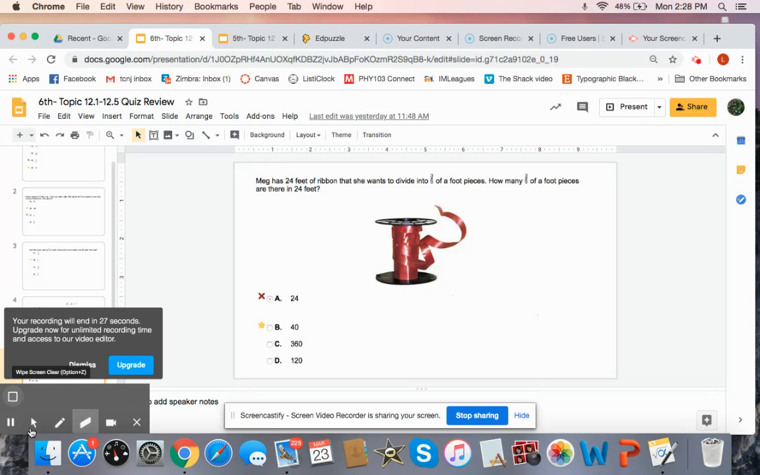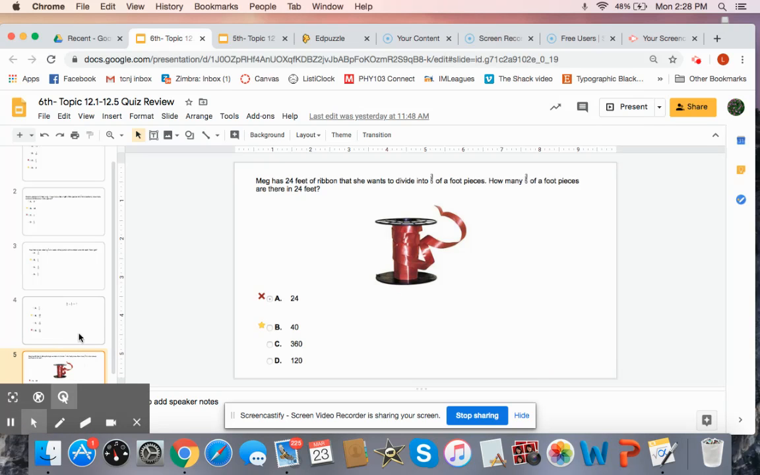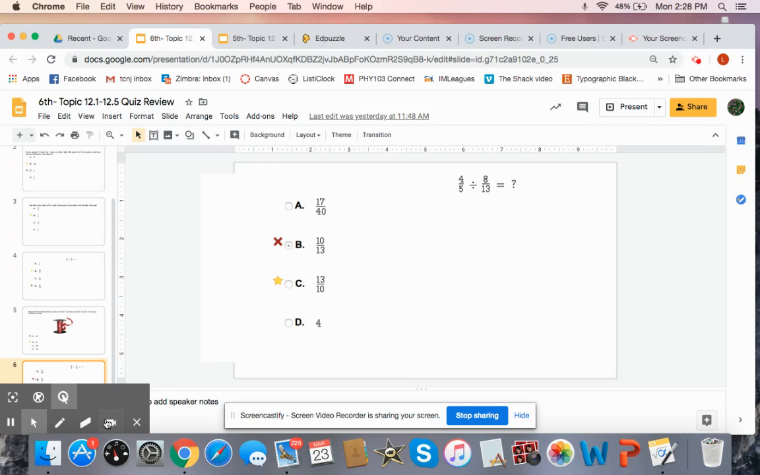And the last problem that we have is, again, another keep, change, flip. Keep 4/5, change, flip 13 over 8, and you end up getting 13 over 10. Always keep, change, flip. Never forget whenever you have division and fractions.